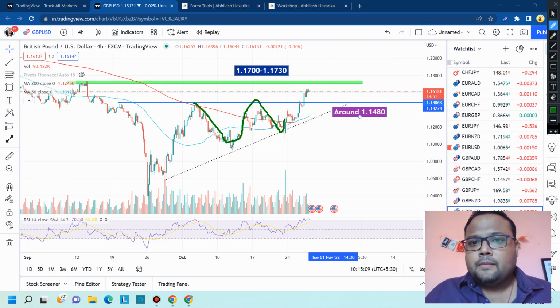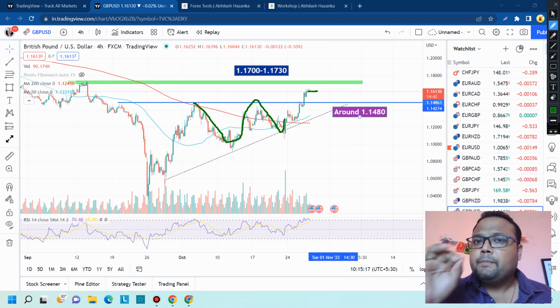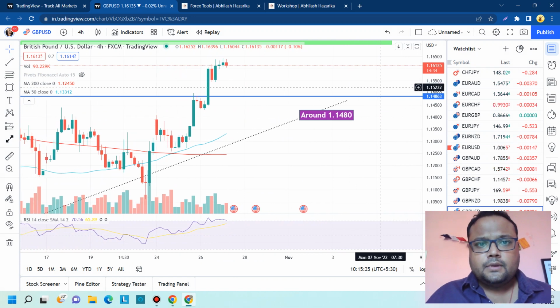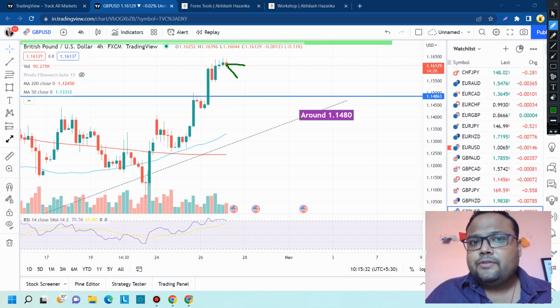Okay, but right now you can see that GBP USD is standing at 1.1612. This is the current market price. If you are already holding a buy position, stay on the trade. But if you're looking for a fresh position in the market, then right now this is not the right time. Because see, if you take a buy position here, then there is a high chance that the correction will continue.